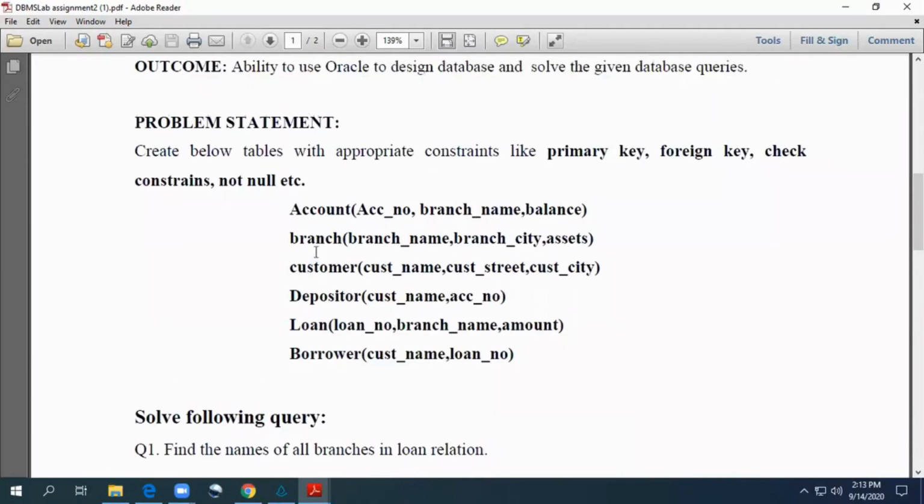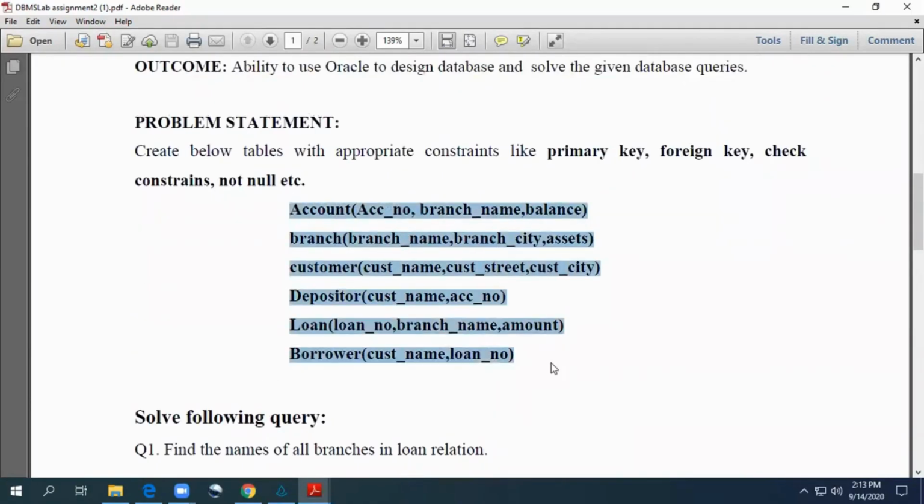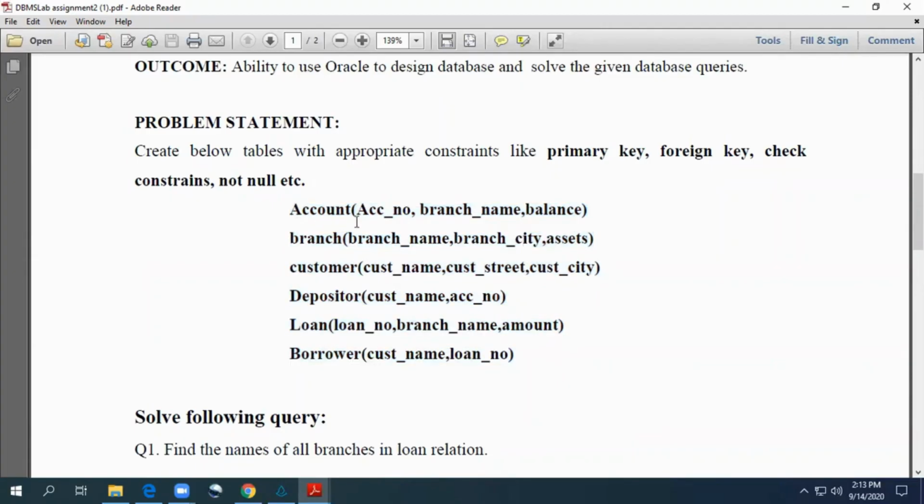Before that, I want to revise the database schema given for the problem statement. These are the tables given: account table, branch table, customer table, depositor, loan and borrower. You know what fields are there, the primary keys and foreign keys, which we already covered in the lab session. The customer table and branch table are the parent tables, and account, depositor, loan and borrower are the child tables. Before solving any query, you need to identify which table will provide the information that you want in the query.